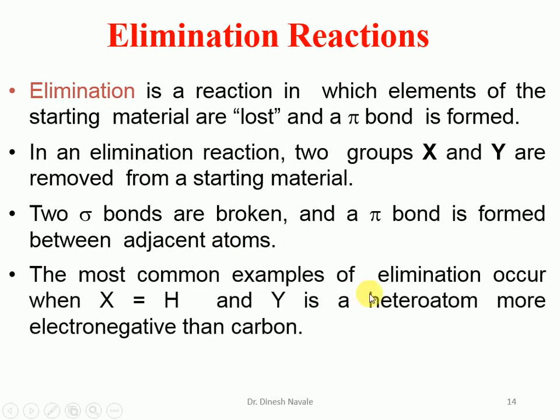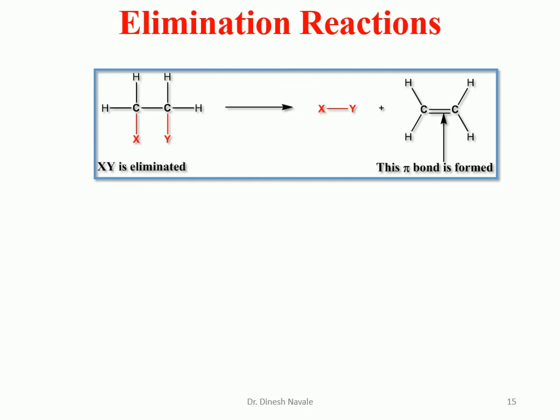The most common example of elimination occurs when there is the presence of a heteroatom or a more electronegative element than the carbon atom. So this is one representative example of the elimination reaction in which carbon-X and carbon-Y, two sigma bonds are going to break and there is a formation of the carbon-carbon double bond as a pi bond. That means during this reaction X and Y are going to be completely eliminated or removed from the starting material. So that's why it is called elimination reaction.